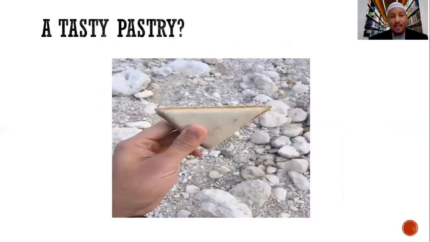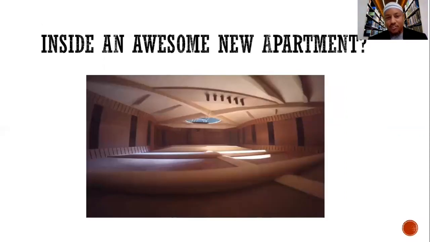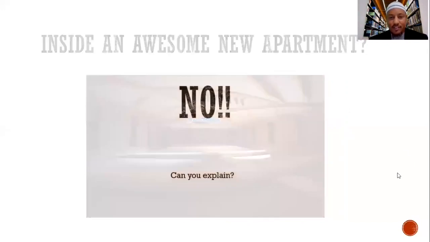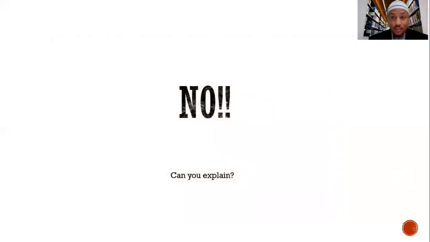I jumped ahead. Now this one right here got me a little hungry. All right, so is this a tasty pastry? Is this a tasty pastry? Answer is no, it's just a rock. All right, last one. Is this inside an awesome new apartment? Look at how it's some kind of loft, right? That's gotta be the case. In all actuality, it's the inside of a guitar. You see the hole right there, right below the strings? The answer is no. Did you pass the quiz?